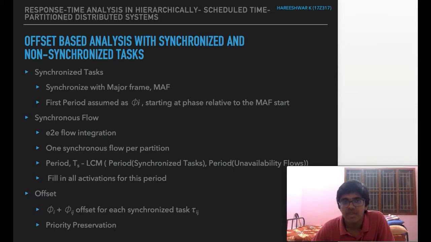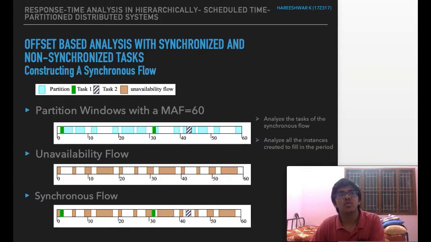Even the unavailability flow tasks continue to have the highest priority in the partition. So now let's proceed to construct a synchronous flow. This is the legend here. Partitions are denoted by the blue box. Task 1 is green, task 2 is the shaded box, and the unavailability flow is the brown box.